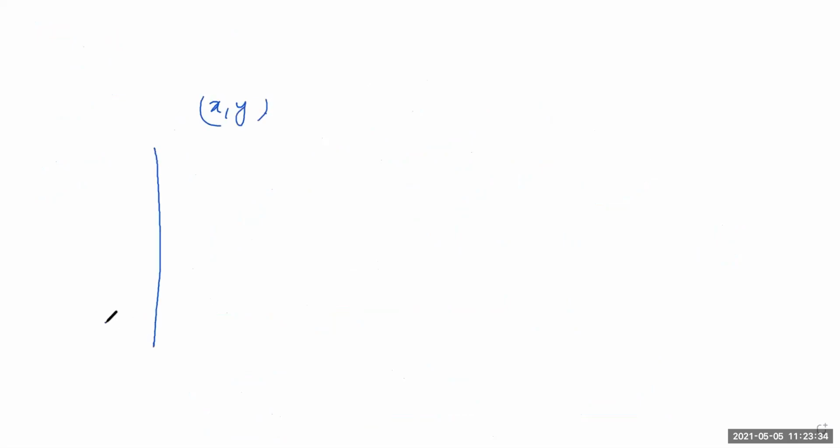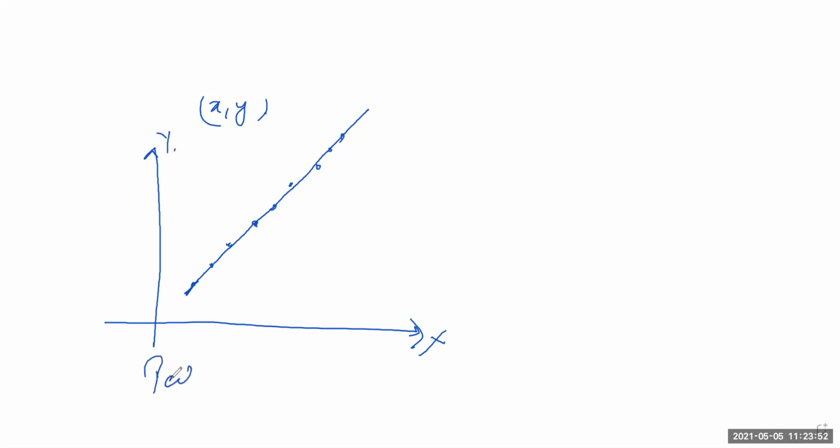Suppose we have the values of x and y, and if both the values make a straight line, meaning all the points joined together form a single straight line. This is the x axis and this is the y axis. This is called perfect positive correlation, and in this case the value of r is equal to +1.